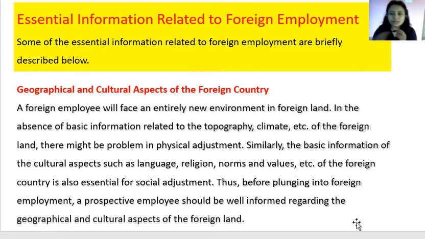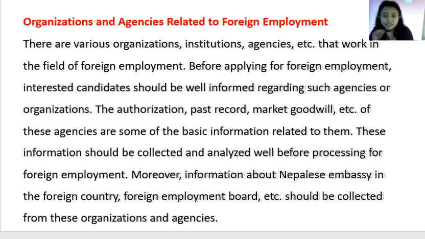Okay, so before plunging into foreign employment, prospective employees should be well informed regarding the geographical and the cultural aspects of the foreign land. There are various organizations, institutions, and agencies that work in the field of foreign employment. Before applying, candidates should be well informed regarding the agencies: the authorization, past record, market goodwill, etc. are some of the basic information related to them.